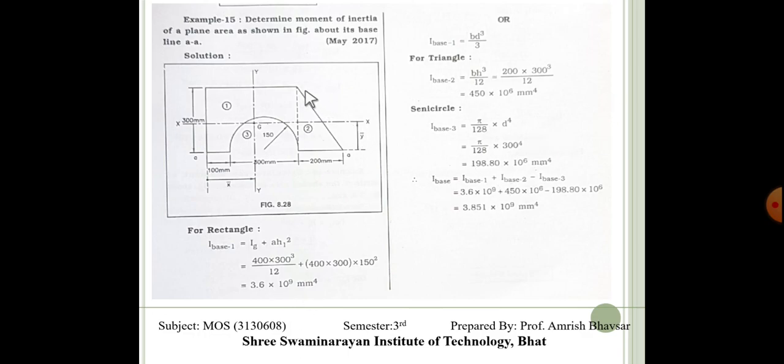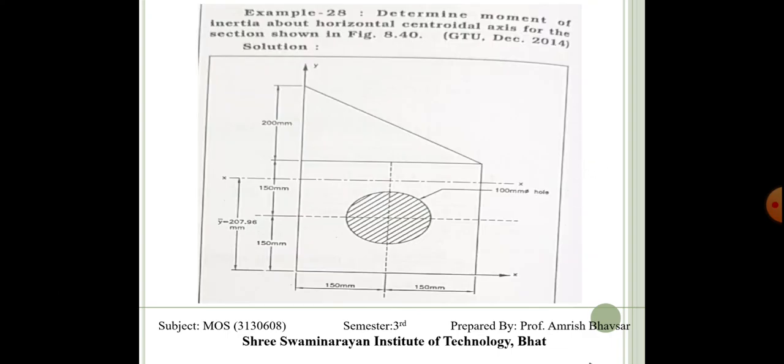Now the second part is a right angle triangle. So I base 2 is Bh cube by 12, the equation we have, and for the semicircle, it is pi by 128 into d raised to 4. So now the I base is I base 1 plus I base 2 minus I base 3. So we will get 3.85 into 10 raised to 9. The important thing is from where we have to find the moment of inertia.